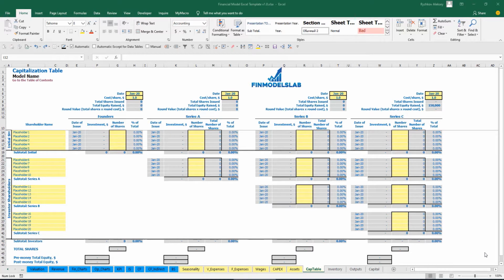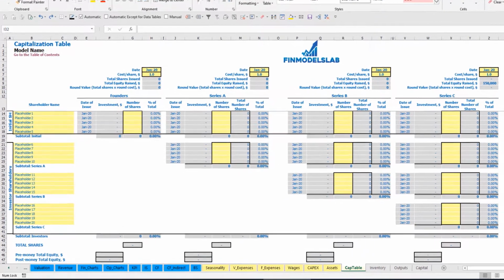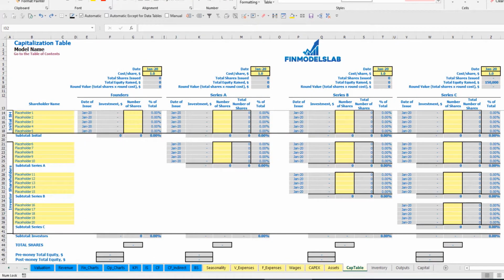On the capitalization table you can input different founders and investors' contributions, broken down by different dates of funding, with different cost of share for each series, and you can see the dilution of shares after each round, and pre-money total equity and post-money total equity.